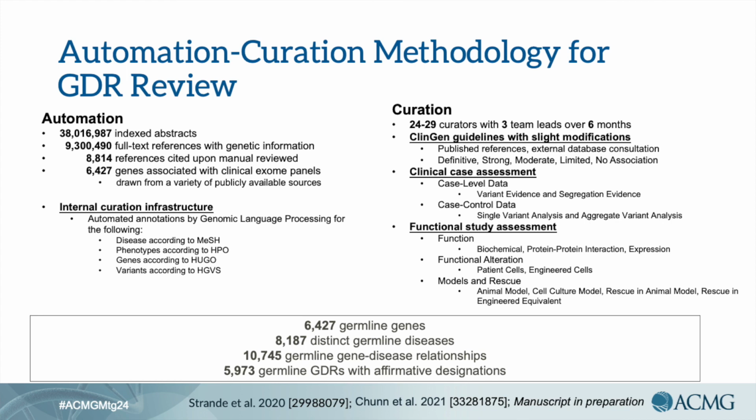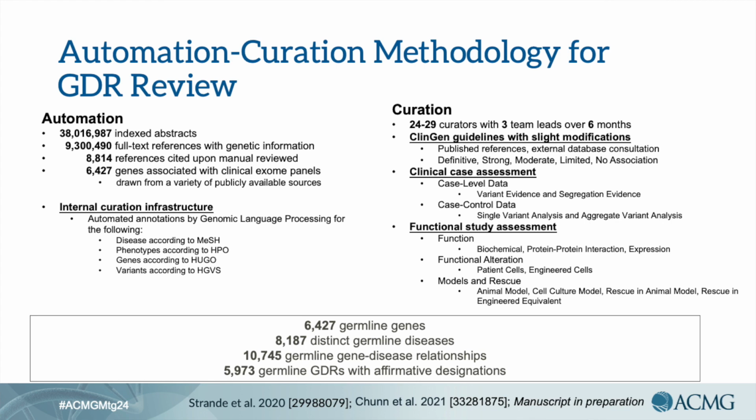So to begin on the left with the automation, we began with a full complement of all of the published literature, clinical and functional studies, comprising 38 million abstracts. We looked further at a prioritized subset of 9.3 million full-text articles that had genetic information. So full text, this is including the supplemental materials as well as figures and tables.